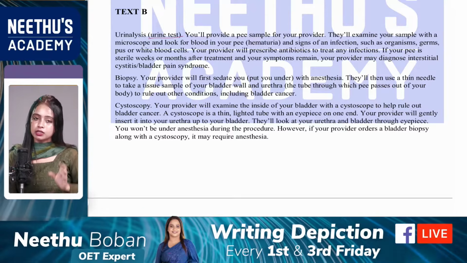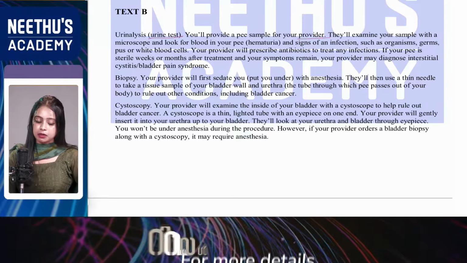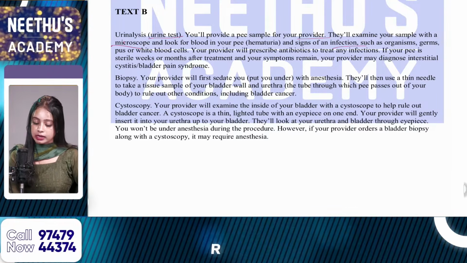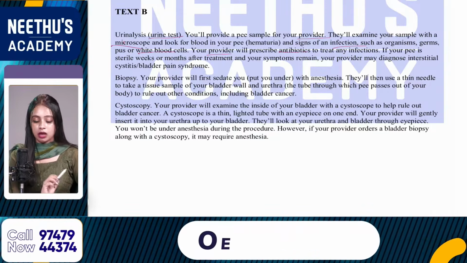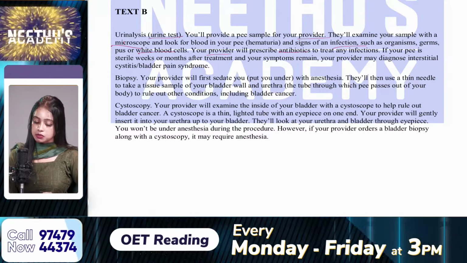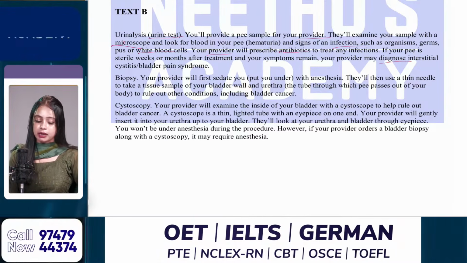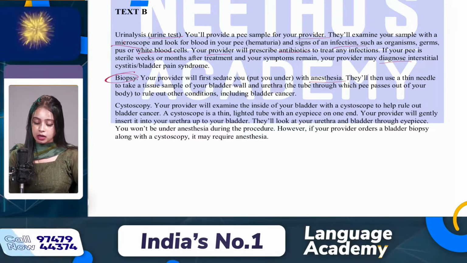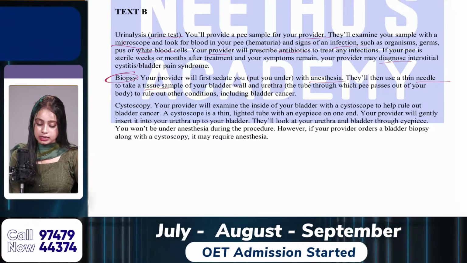Urine analysis or urine test: you will provide a pee sample for your provider. So I'm marking provider. They will examine your sample with a microscope and look for blood in your pee and signs of an infection such as organisms, germs, pus or white blood cells. Your provider will prescribe antibiotics to treat any infections. If your pee is sterile weeks or months after treatment and your symptoms remain, your provider may diagnose interstitial cystitis, bladder pain syndrome. Then biopsy. I'm marking anesthesia, as well as needle, tissue, and bladder.